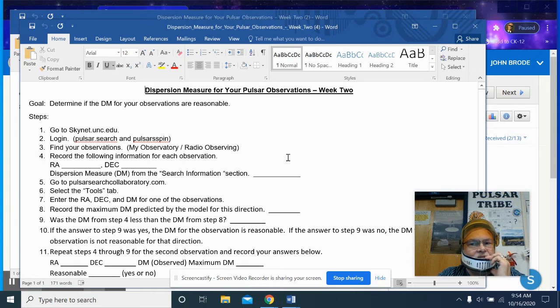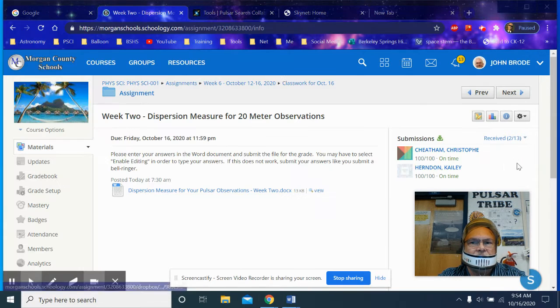This thing drives me nuts. So on the directions, it says to go to Skynet. So we're going to follow those directions in a second. You're going to find the observations that you ran earlier this week and write down or type some information. So let me go ahead and go to Skynet.